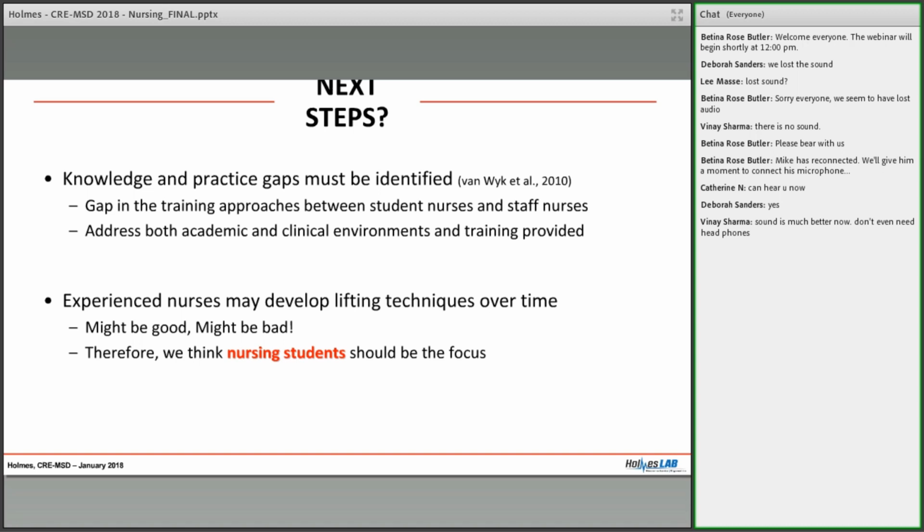In terms of the next steps, though, we've noticed that there tend to be gaps in the training approaches between student nurses and staff nurses. And there's also differences between academic and clinical environments in terms of how the training is provided. Experienced nurses may develop lifting techniques over time. That might be a good thing, and sometimes that might be a bad thing. And because of that, our focus has really been that we think nursing students should be the focus moving forward.